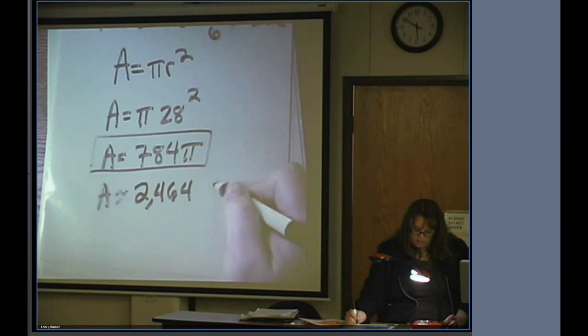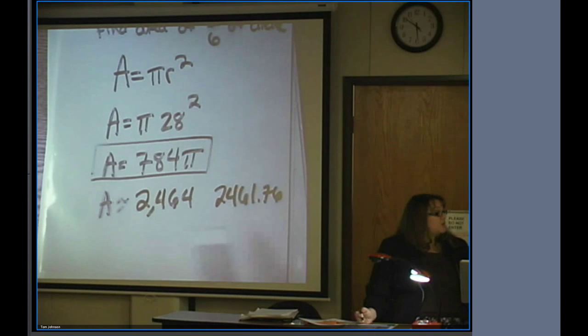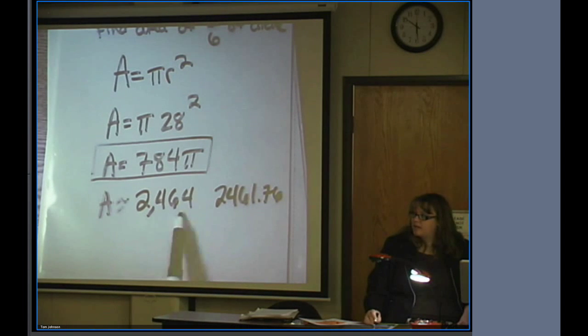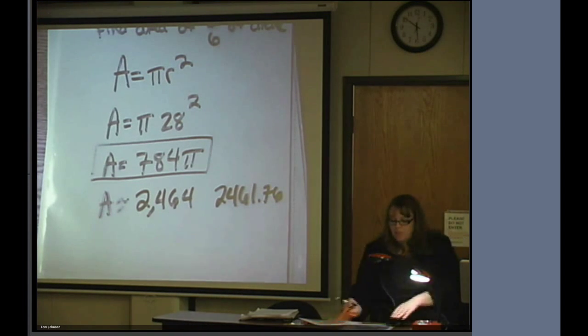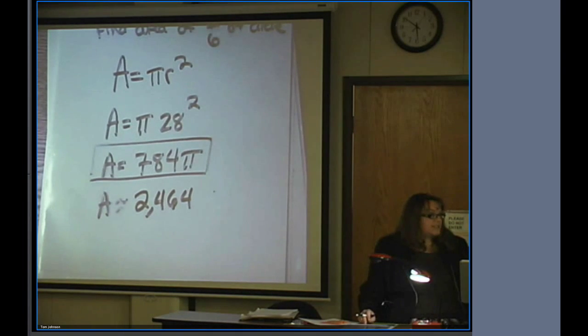You would have gotten 2461.76. So see how they're close, but they are different because of the different approximations that we use. So using 22/7 is what got us this way. Okay? But that's the whole circle. We don't want the whole circle. We only want 1/6 of it.